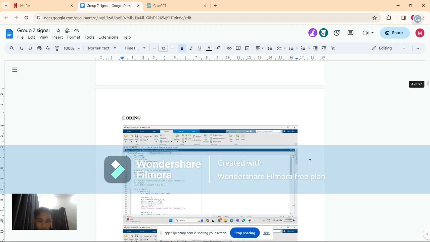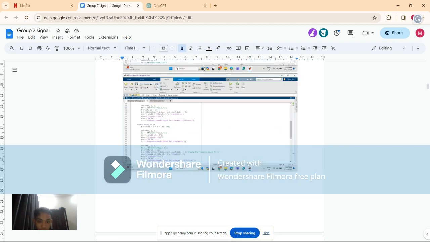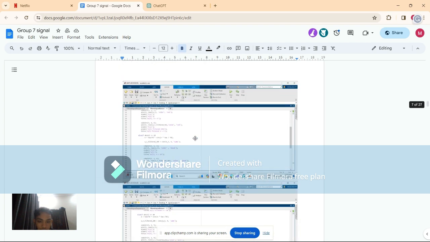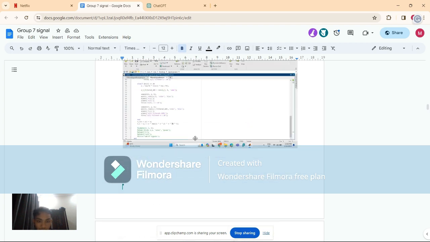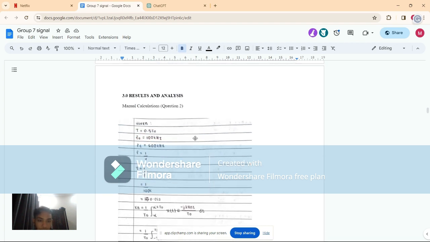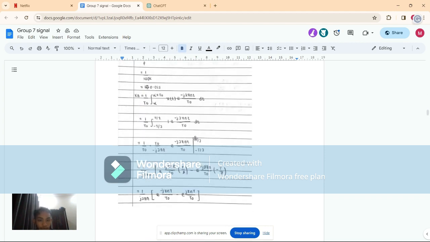And then the methodology is the coding. This is our coding: first, second, third, fourth, fifth, sixth, seventh. And then the second part is results and analysis. So this is the manual solution for question 2.